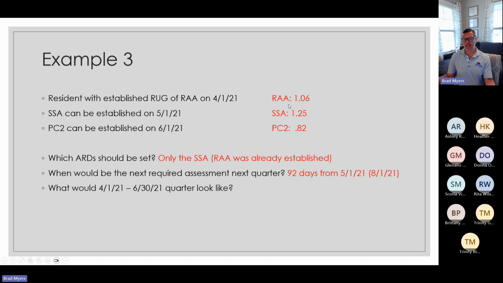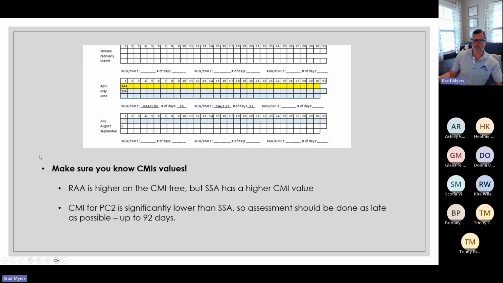So an RAA, here's an example of an SSA is actually lower on that tree from the first slide. It's actually lower on the tree, but it's a higher case mix category than rehab. So rehab is not always the be all end all, especially if it's somebody with very low ADL scores. So this is a resident who I'm coming in on 4/1 with an RAA. I can establish an SSA on 5/1. That's going to increase the rug. You absolutely want to do that.